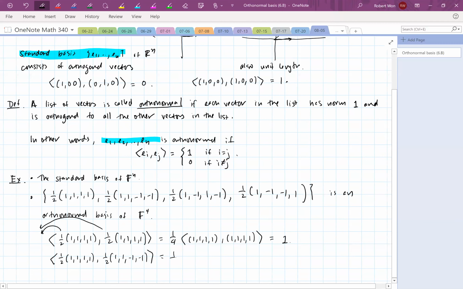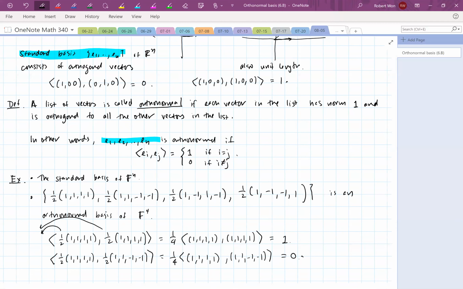Again, you could pull out the 1/4. Of course, in the end, we're going to get a 0 anyway. But the point is that you'll get 2 1s and 2 -1s. So that'll be 0. And actually, if you take the inner product of any two of these vectors, any distinct vectors, you'll get 2 1s and 2 -1s. And so you'll get an orthonormal list.